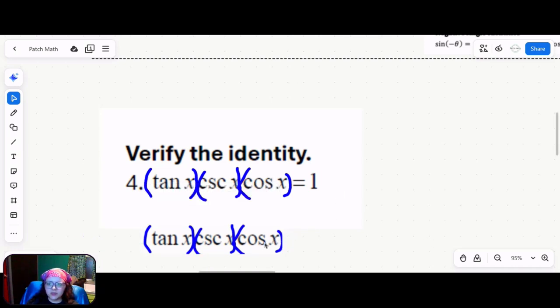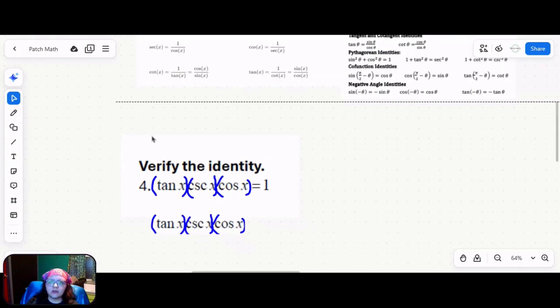Right off the bat, I notice we have a cosine, and generally when dealing with trig, most things will relate back to sine and cosine in some way. So I know cosecant is related to sine, and I know that tangent is really both sine and cosine. So I'm strategizing here. That's what you're hearing. I am going to potentially be substituting in something for tangent and cosecant here.